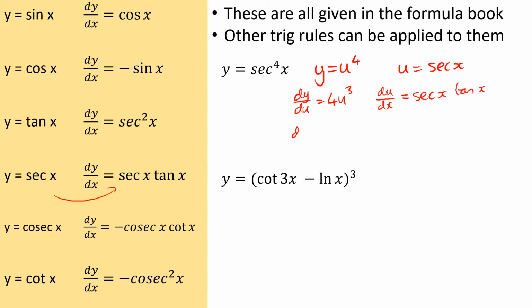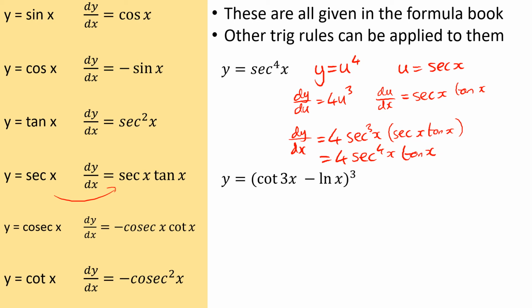And then we just multiply them together, same as we have been doing. So dy/dx is 4, it says u cubed, so let's actually write sec cubed x times sec x tan x. Now you could actually bring those secs together, couldn't you? So we could say overall that is 4 sec to the 4 of x tan x. Cool, it kind of contains its own differential.